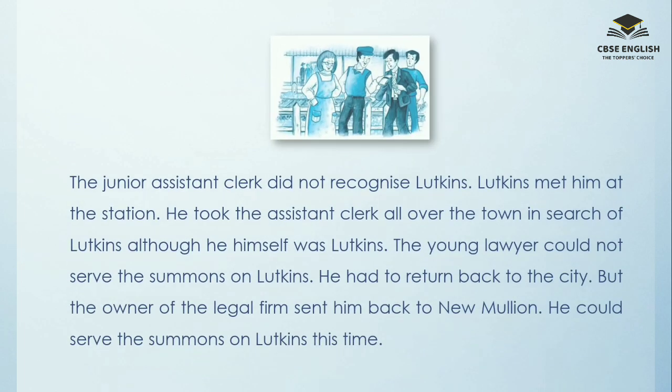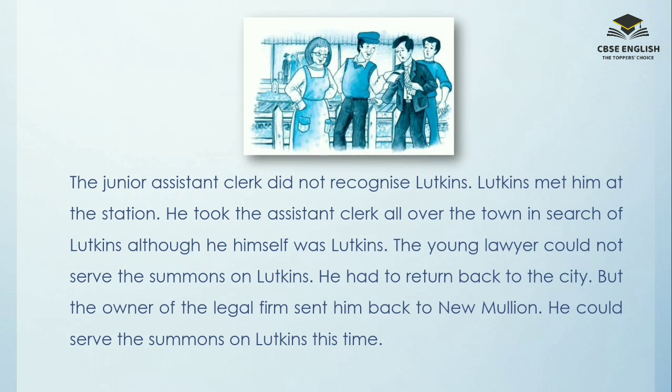The junior assistant clerk did not recognize Lutkins. Lutkins met him at the station. He took the assistant clerk all over the town in search of Lutkins, although he himself was Lutkins. The young lawyer could not serve the summons on Lutkins. He had to return to the city. But the owner of the legal firm sent him back to New Mullion. He could serve the summons on Lutkins this time.